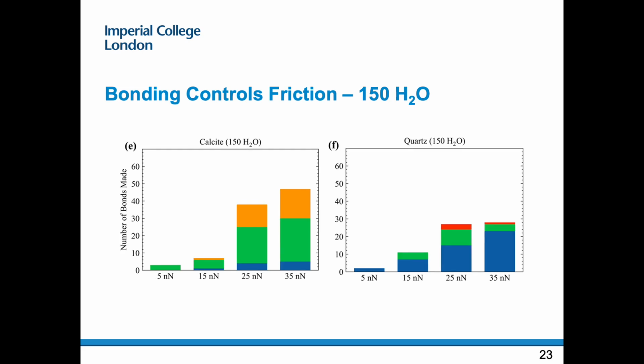Here again, I just wanted to show that the trend is more obvious when the number of water molecules present has increased. We see a further decrease in the number of interfacial bonds for diamond on quartz and a slight increase in the number of interfacial bonds for diamond on calcite.